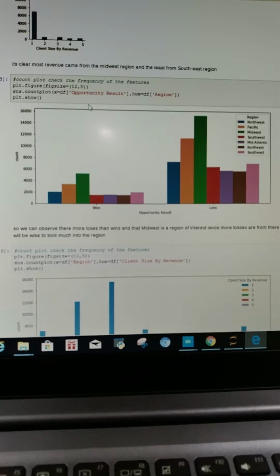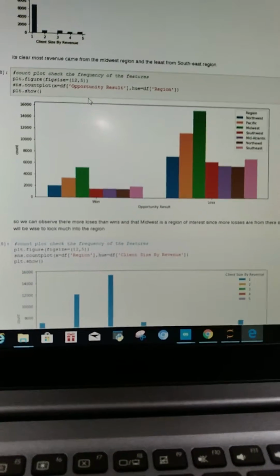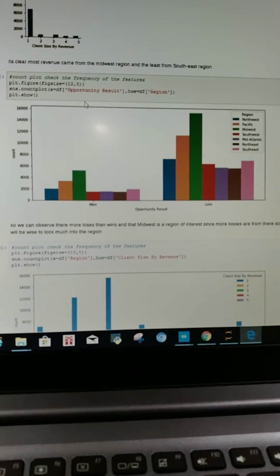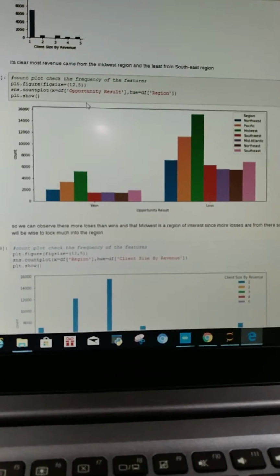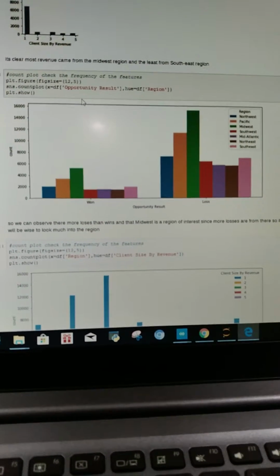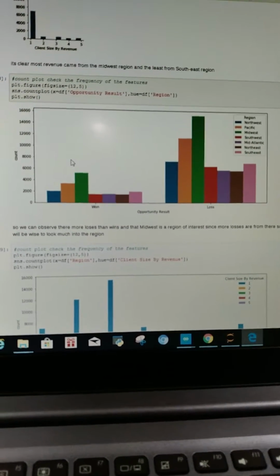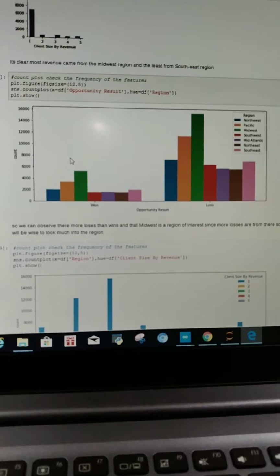Let us continue. The next thing you want to do is to plot a count plot between the opportunity result and the region. What this will do is split the different conditions, whether there was a loss or a win, and it will show the distribution region wise. So you can see that on average there were more losses and fewer wins.